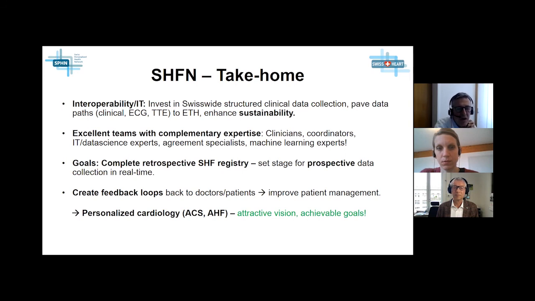The goals are to complete the retrospective SwissHEART for the registry and set the stage for a prospective data collection in real time in the very near future. This all together should create the feedback loop back to doctors and patient, and as said before, improve the patient management. In the end, to sum up, we think personalized cardiology focusing on patients with acute coronary syndrome and acute heart failure is not only an attractive vision, but an achievable goal that I'm very happy to pursue.